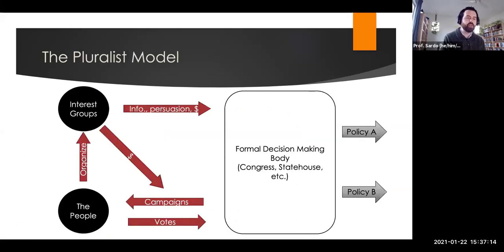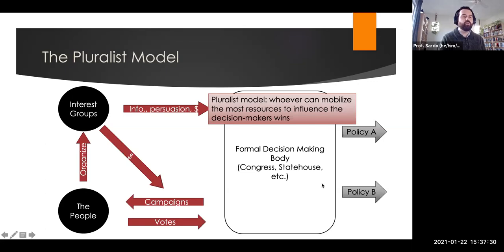I've simplified the graphic a little bit here. The idea is that the people organize into interest groups. These interest groups try to help fund campaigns and organize voters. They try to directly lobby the formal decision-making body, Congress, the State House, et cetera, to choose issue A or issue B. And whoever can mobilize the most resources wins.